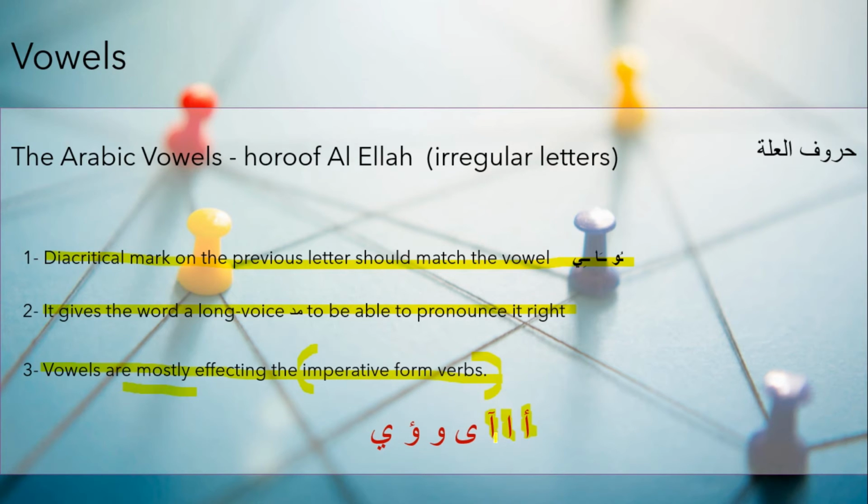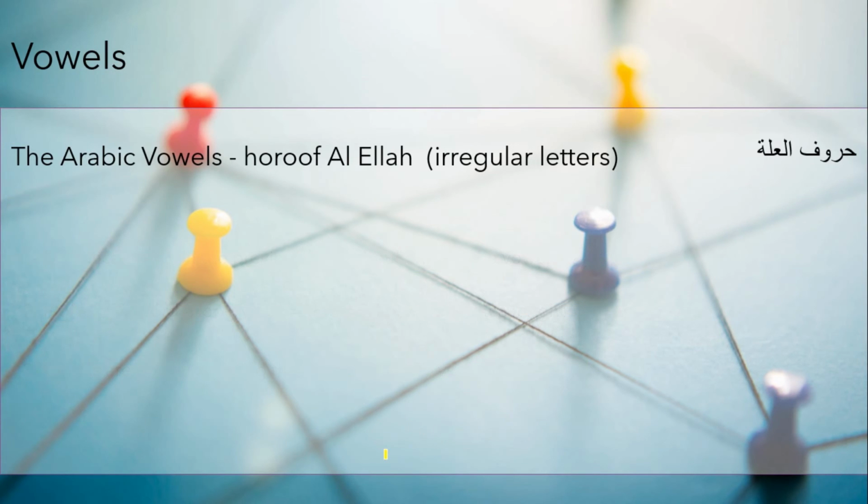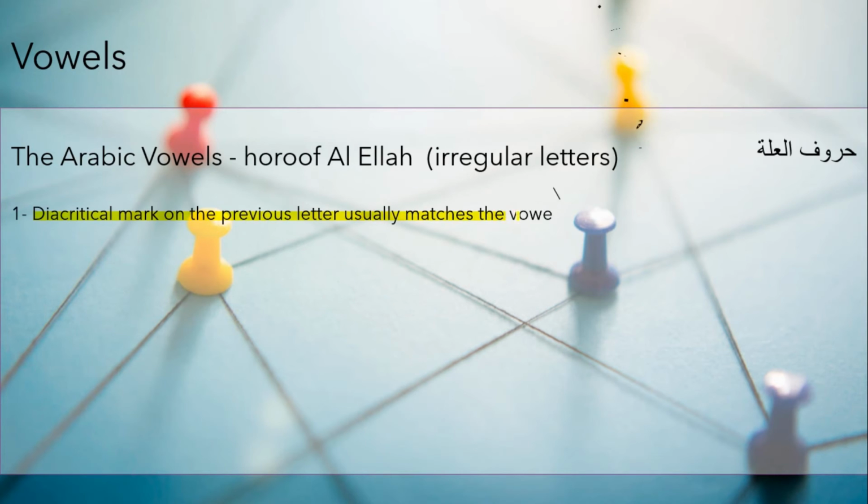These are the types of the vowels: alif, alif with hamza, alif with mad, and ya maqsura, all of these are alif. Waw and waw mahmuza, which is waw with hamza on it, this is waw, and ya is ya, it has no other phase. So let's start with the first one. The diacritical mark on the previous letter usually matches the vowel.